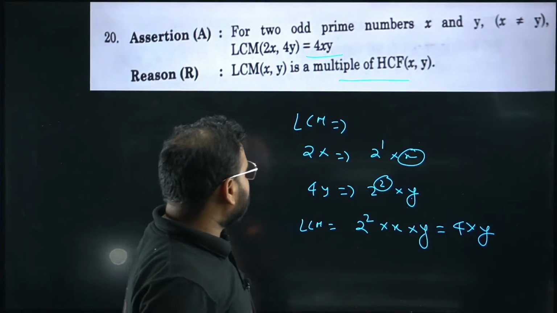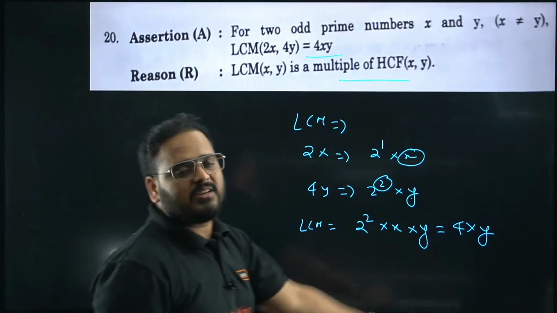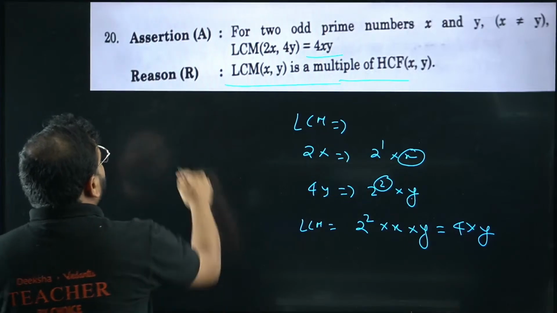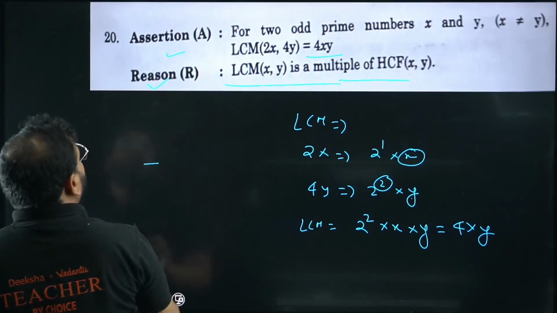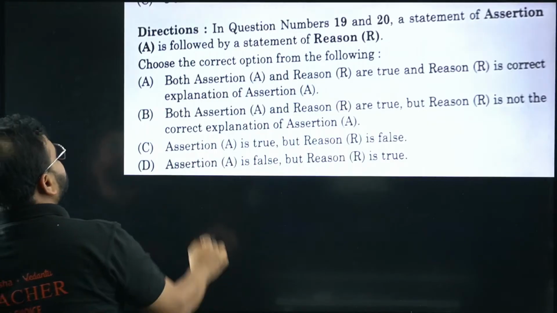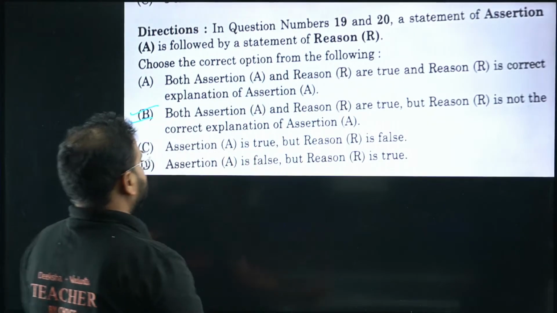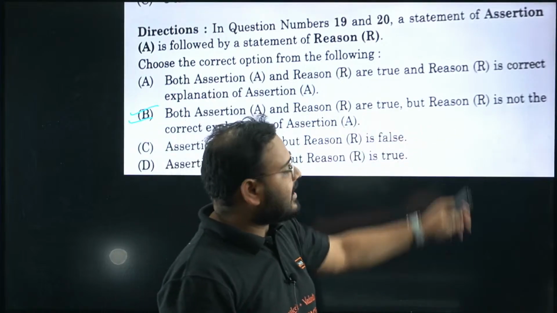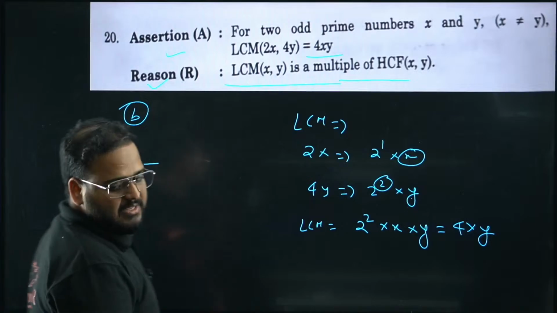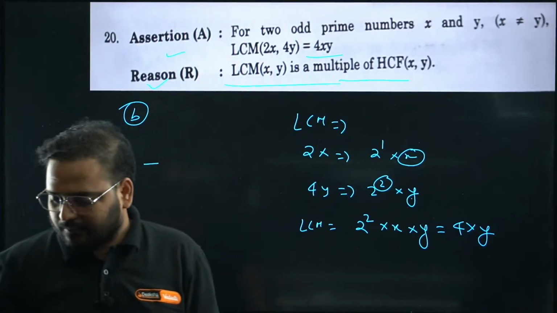But does it explain the assertion? Of course not. It's a definition of LCM. That is a different thing. So we have both true but not explaining correctly. Means option B is right. Please check here. Option B is right. Both assertion and reason are true, but R is not the correct explanation of assertion. So question number 20, option B is right. Have a look.